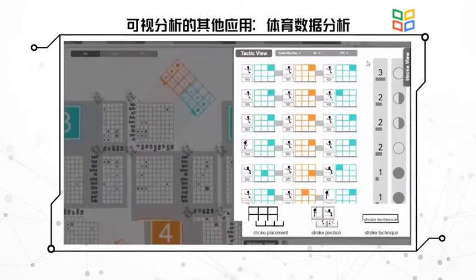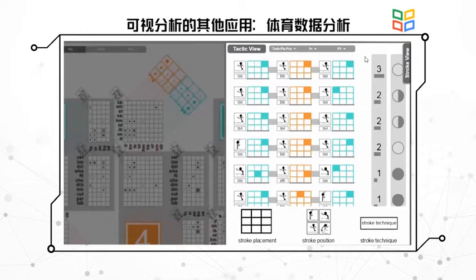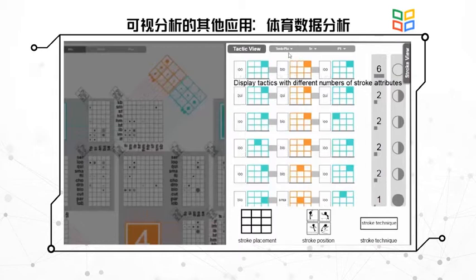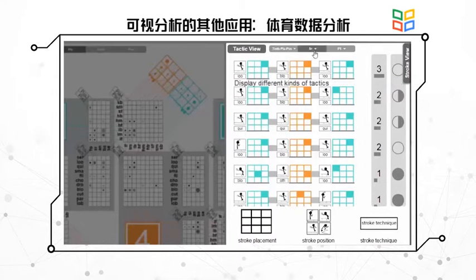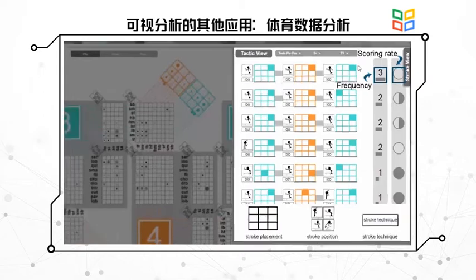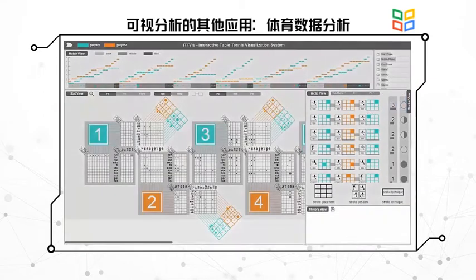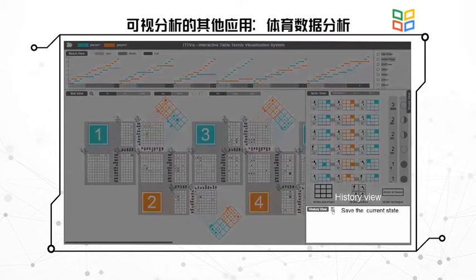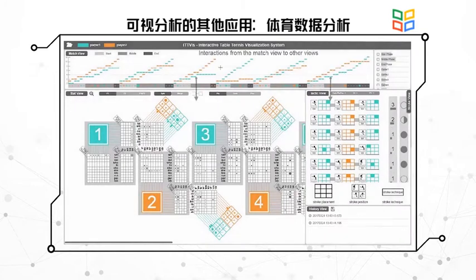The tactic view displays all the detected tactics. 3 attributes of each stroke are displayed. The view can display tactics with different numbers of stroke attributes. A user can also switch different kinds of tactics. The frequency and scoring rate of each tactic are displayed on the right. The history view offers access to recording and replaying the patterns detected during exploration. All views are closely linked.